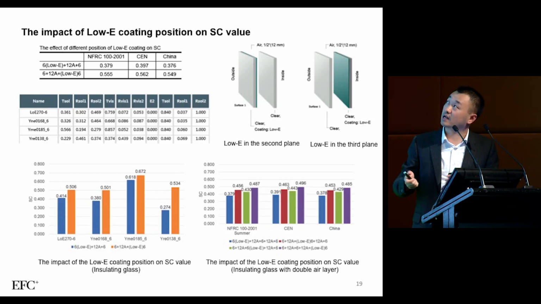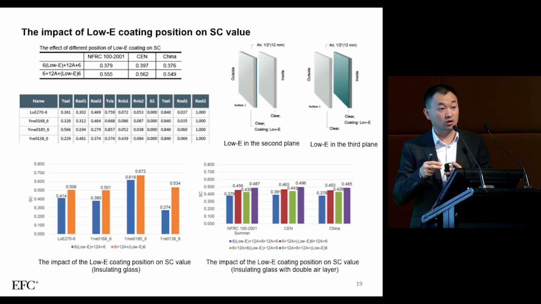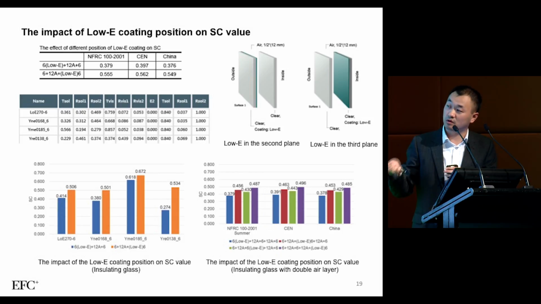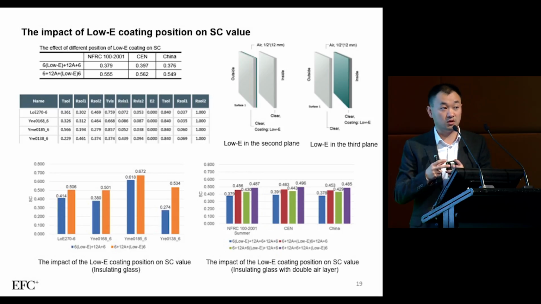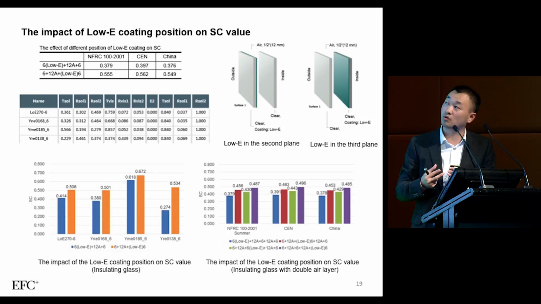So when we choose different kinds of glass, we have to pay attention to the SC, because SC controls the solar radiation. The lower the SC value, the more sun radiation is controlled from entering the building.